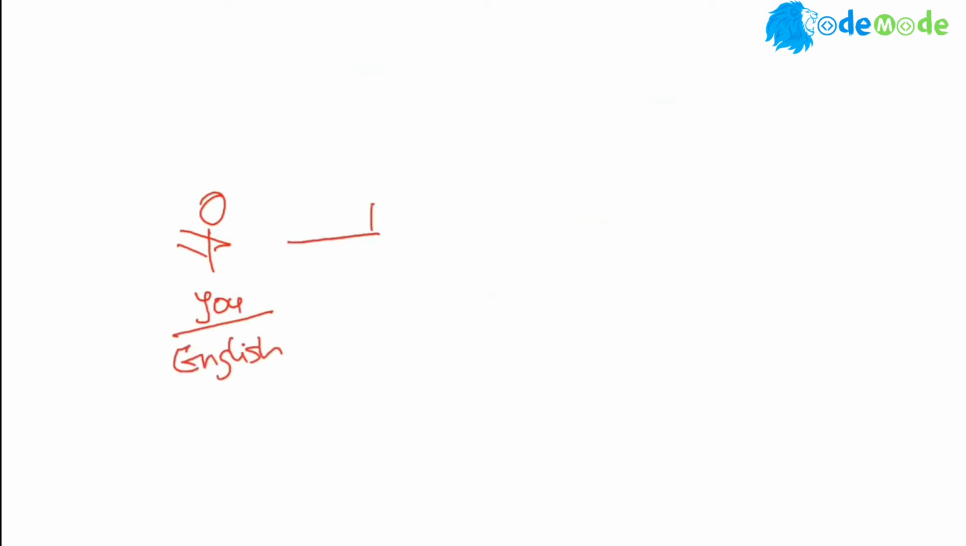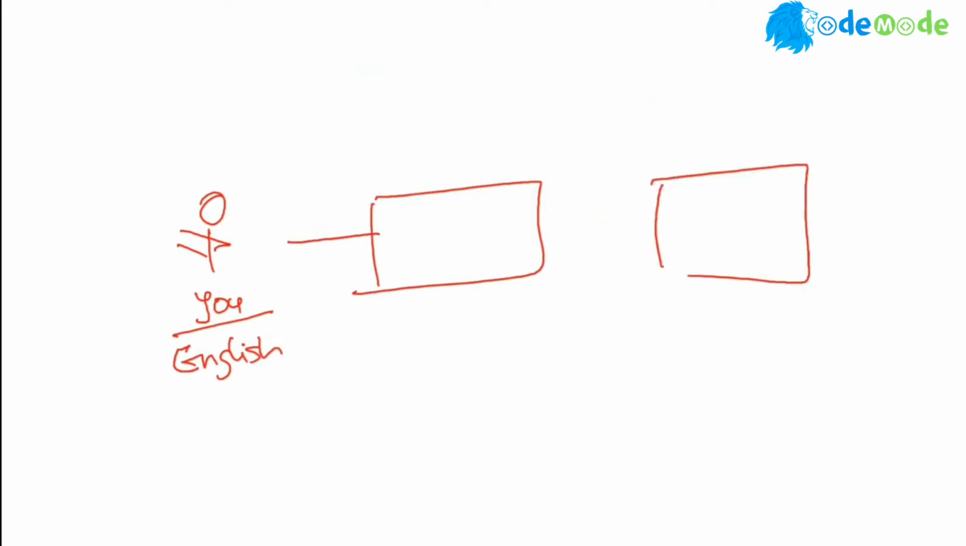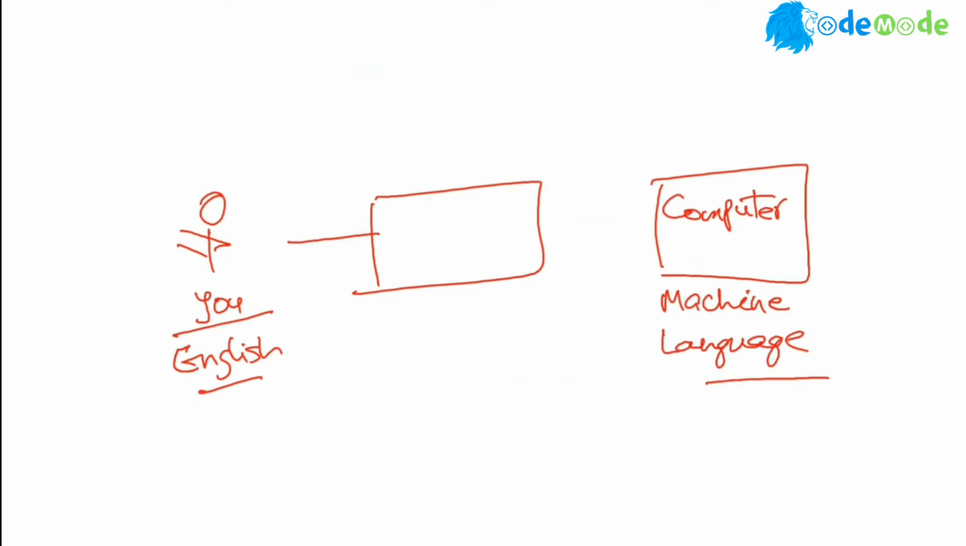When you say Python, what exactly goes on behind the scenes? Remember, I used the example of a translator. Think of this as you. You speak English, and you want the computer to do some task for you. This is the computer, and the computer understands machine language. You understand English, the computer understands machine language. So we come up with an intermediate, and we say, hey, we are going to call this Python.